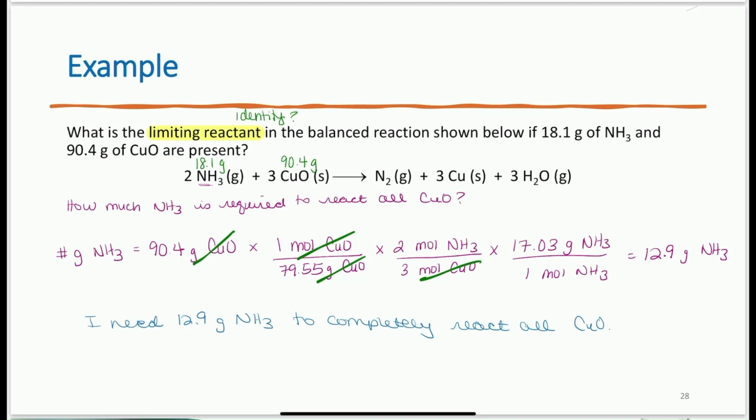Do I have enough? Ask yourself, do I have enough? And the answer to this question is yes. I have 18.1 grams. Therefore, copper 2 oxide is in fact my limiting reactant.